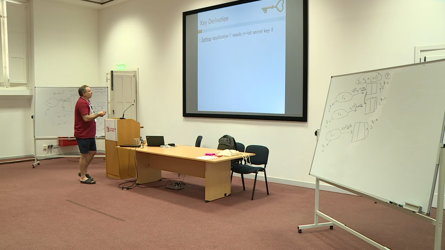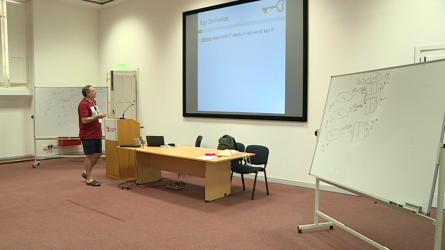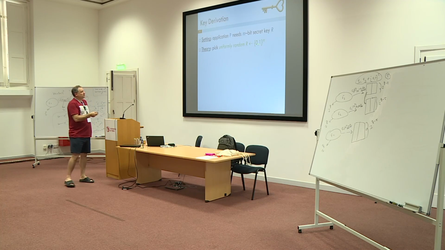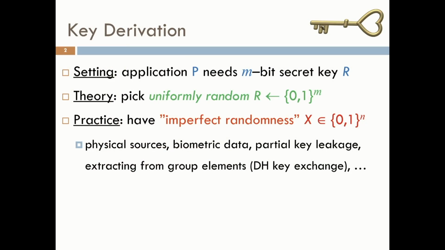So our setting is the following. I have some application P. It could be a digital signature or maybe deriving a key for Bitcoin, which needs an m-bit secret key R. And in theory, I would just pick the key uniformly at random. But in practice, of course, I have some imperfect randomness, some timing of interrupts, or maybe a Diffie-Hellman key exchange or biometric data. And I want to convert this X to R.